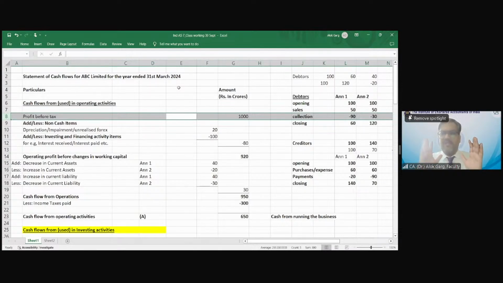Your profit and loss account includes your sales, purchases, income, expenses, everything. And since you are preparing your books of accounts on an accrual basis, you start your cash flow statement with profit before tax in the indirect method. So in this profit before tax, when your debtors are increasing, what does it mean?